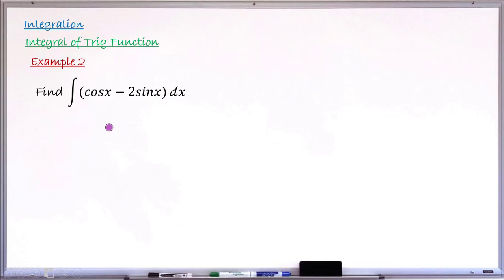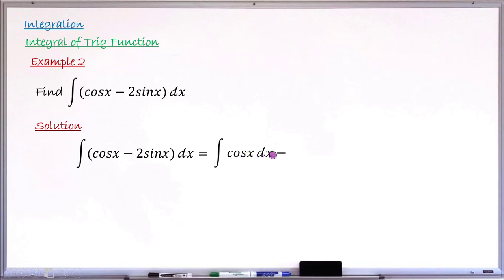Solution to this very problem, copying down the given text, that is the given function that I want to find: the integral of cos x minus 2 sine x dx. Here also I have two terms, so I can apply that very property of integration and find the integral term by term. So I'm going to have the integral of cos x dx minus the integral of 2 sine x dx.